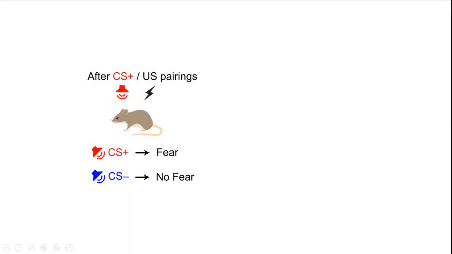To investigate the mechanism of discriminative fear learning, we trained mice to learn to associate an auditory conditioned stimulus, the CS+, with an aversive unconditioned stimulus, such as a shock. After discriminative fear learning, mice show fear responses to the CS+, but not to irrelevant stimulus or the CS-.